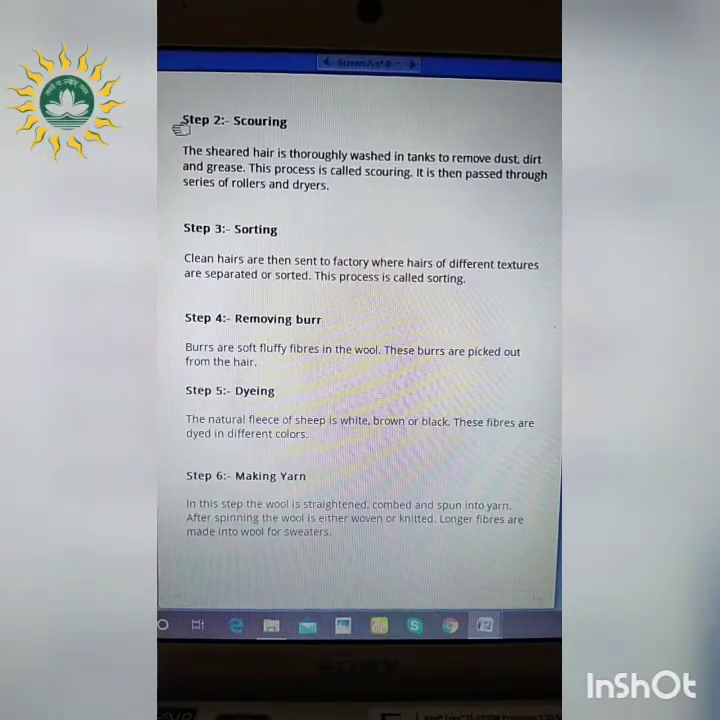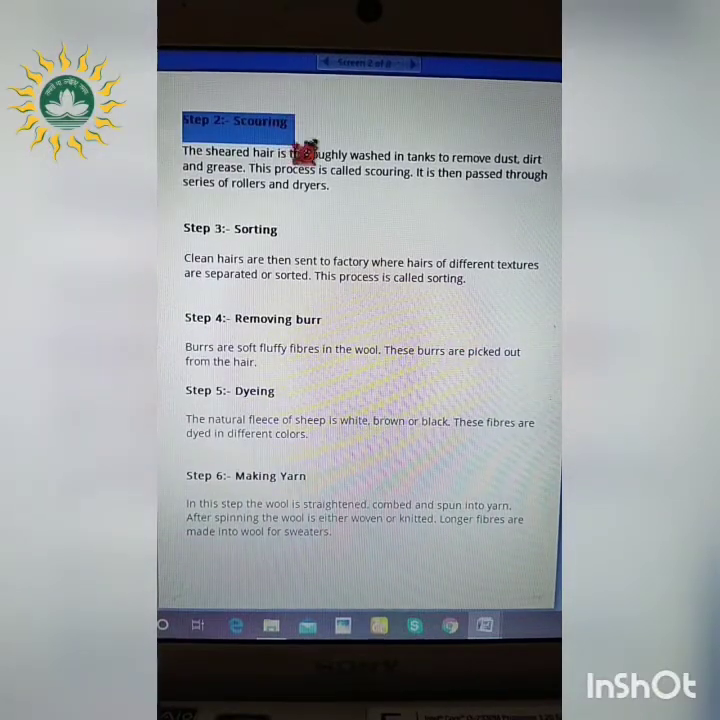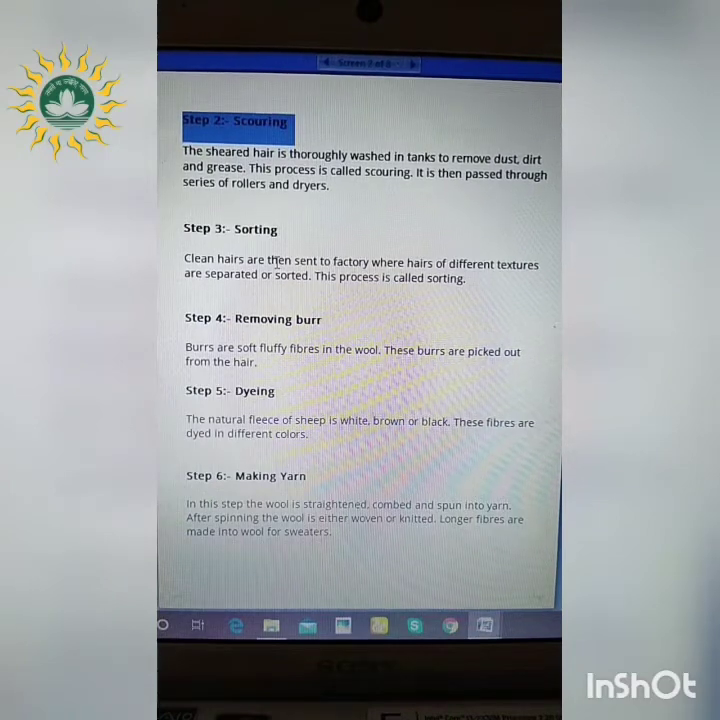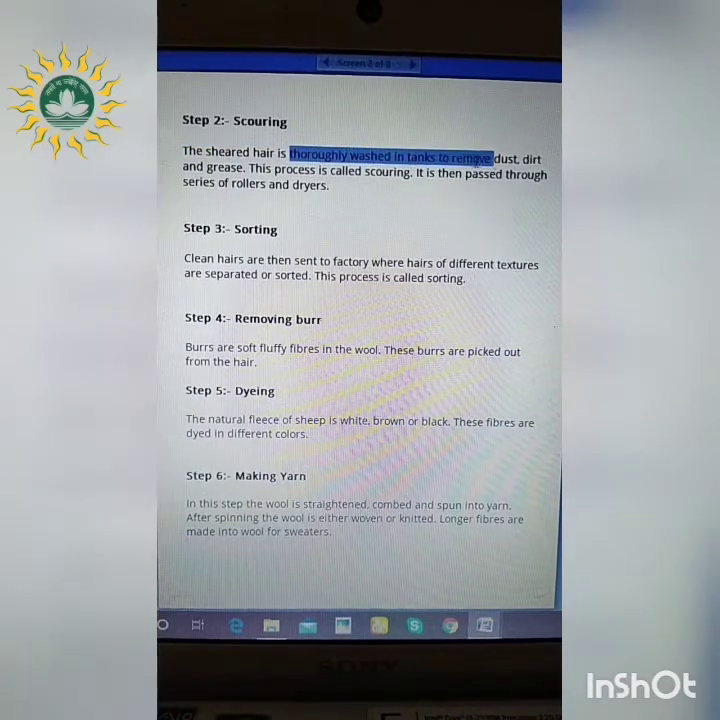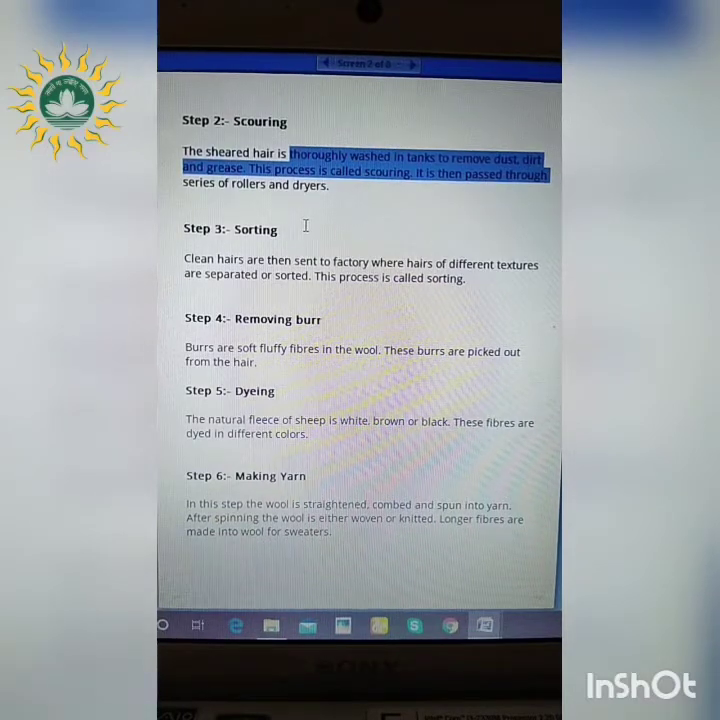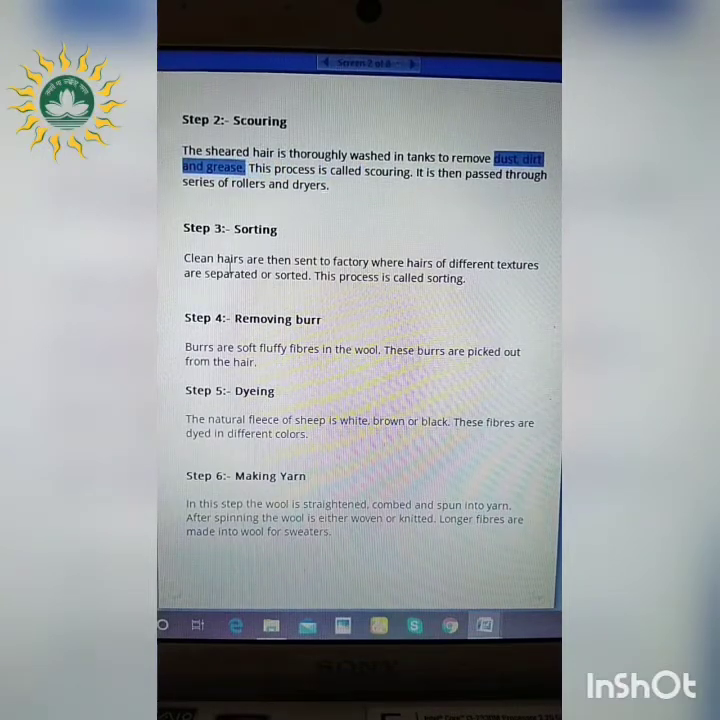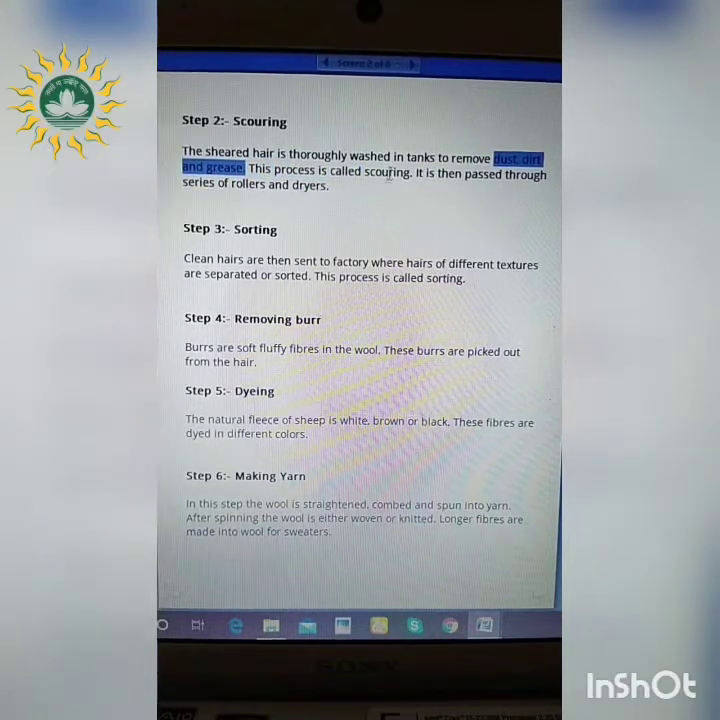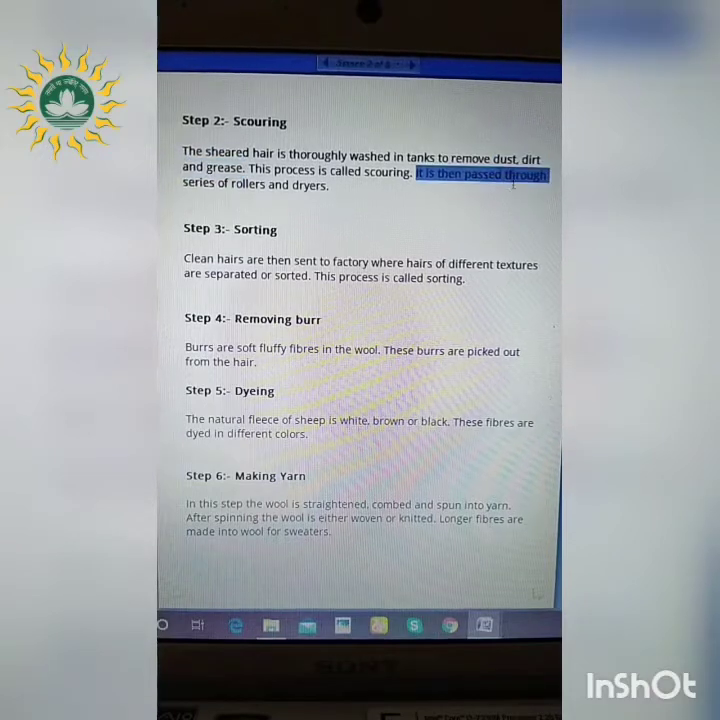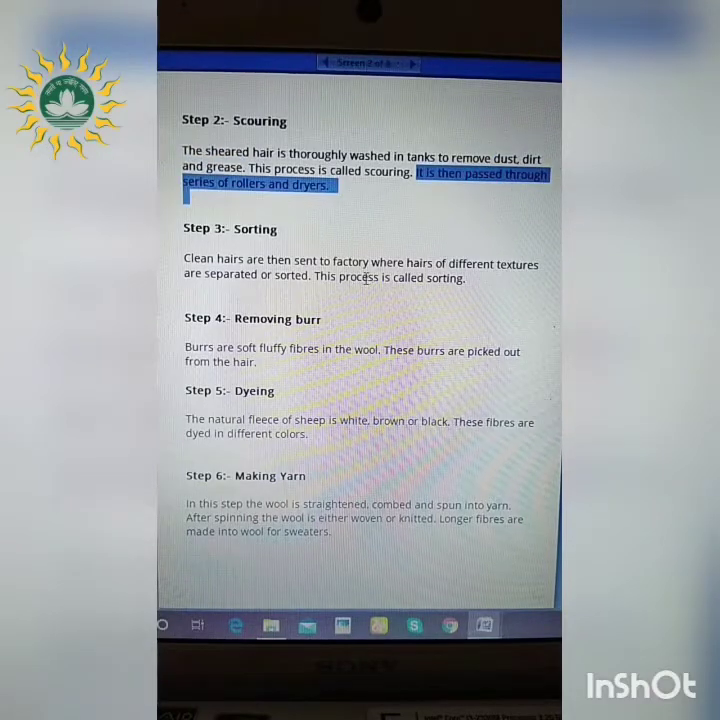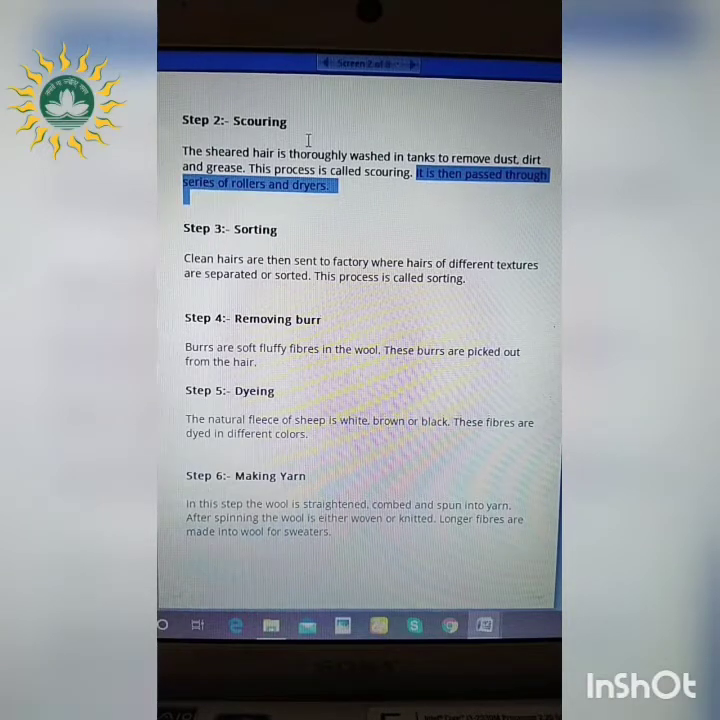Next step is scouring. In this process, what happens? The sheared hair, the hair which has been removed, is thoroughly washed in tanks to remove different types of impurities, right? The impurities can include dust, dirt as well as grease. After this washing is done, it is passed through a series of rollers and dryers so that it is dried out. So this is the process of scouring.